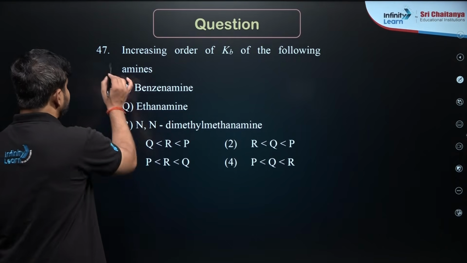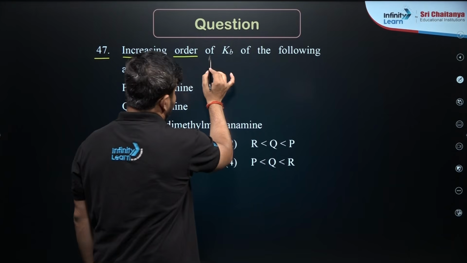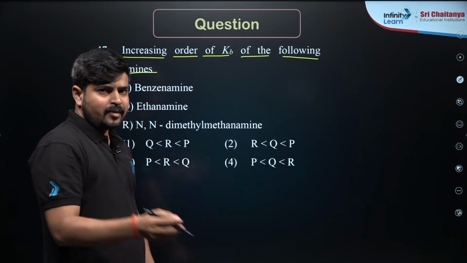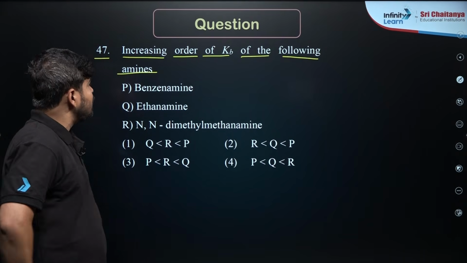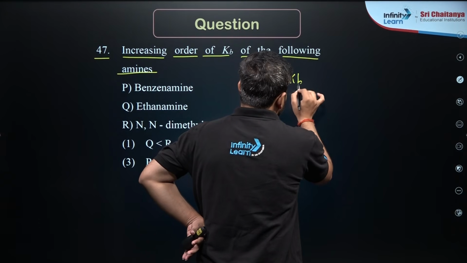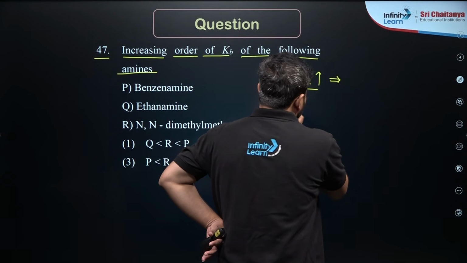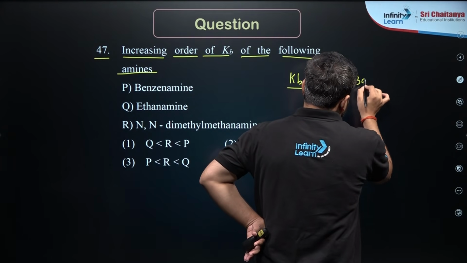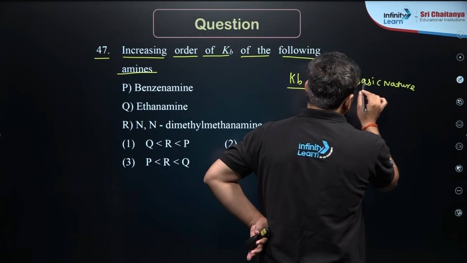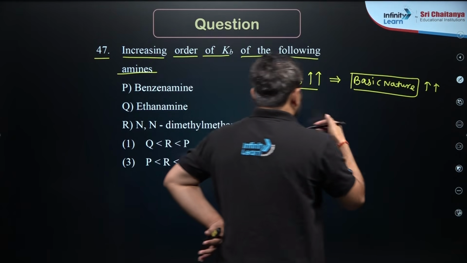See this question, 47 number question. Increasing order of Kb of the following amines. Here amines are given, and we have to tell the increasing order of Kb. If Kb is going to increase, then definitely the basic nature of amines is going to increase. So the basic nature increases if Kb increases.